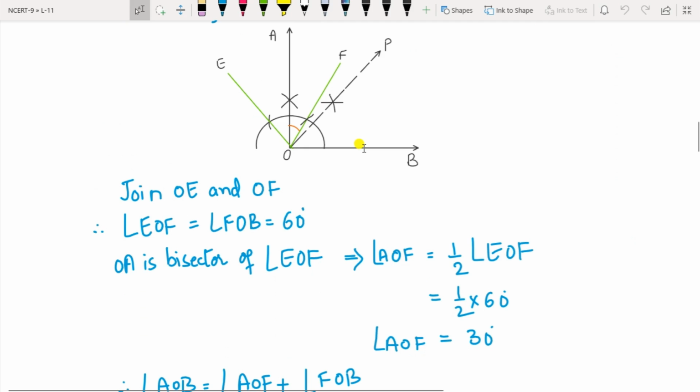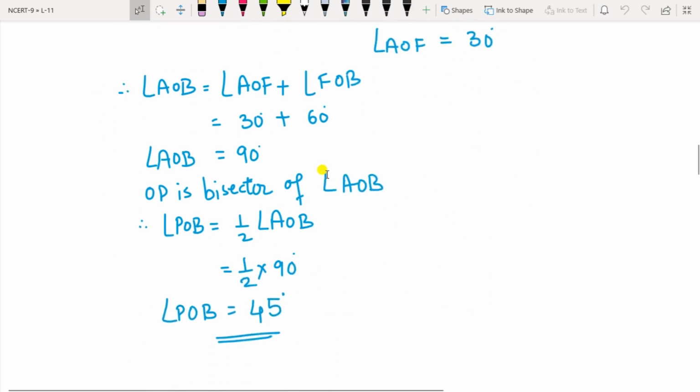Okay. Now you have to give the justification. For justification, extend the lines OF and OE here. Now in the above question we have seen that this angle will become 60 degree, that is EOF will be equal to FOB equal to 60 degrees, and OA will become the bisector of angle EOF, shown in green here. Therefore AOF will become half of EOF. So half of 60 is 30, and 30 plus this 60, this is 30 and this is 60, that total becomes 90.